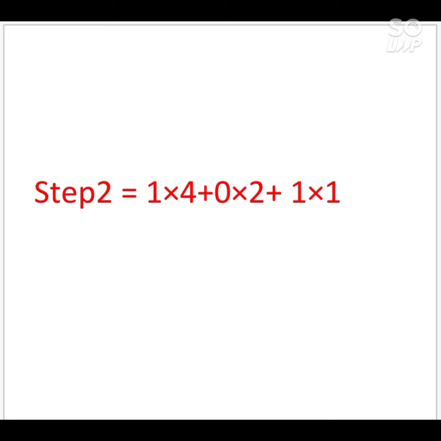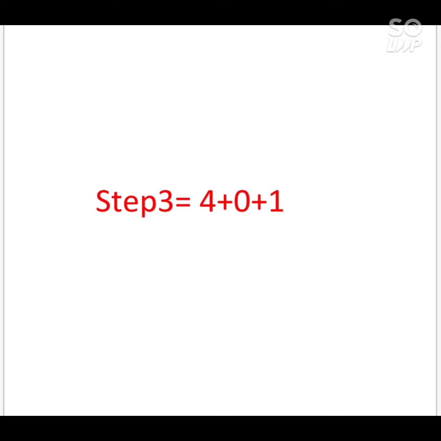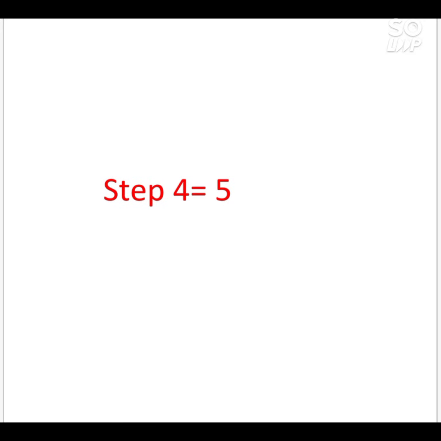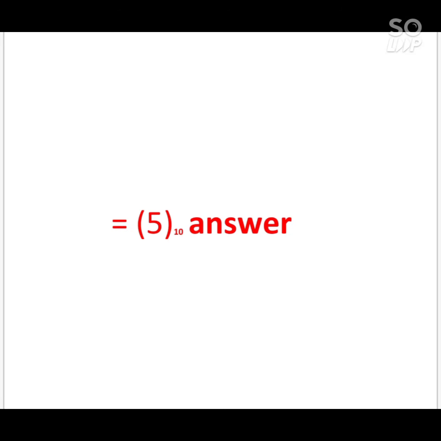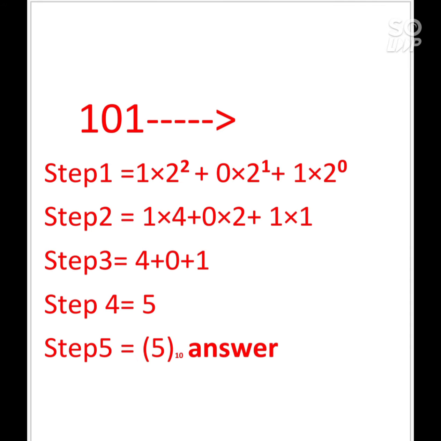Now 1 ones are 1, so you write 1. Anything multiplied by 0 is always equal to 0, so 0 twos are 0, and 1 four is 4. After that, you add these numbers: 4 plus 0 plus 1, which is 5. So 101 is a binary number, and 101 is equal to 5 in decimal format. So 5, and you write 10 at the bottom, is the answer to this question. I hope this conversion process is clear to you. So these are the various steps which we need to follow.